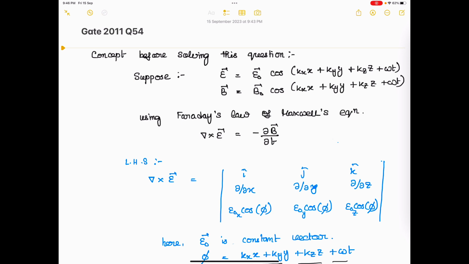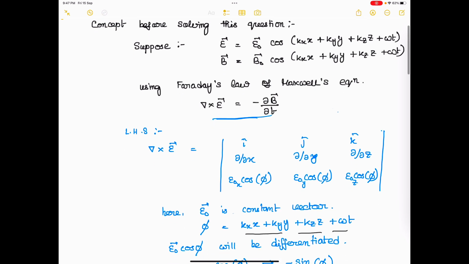Now using Faraday's law in Maxwell's equations, we know that del cross E is equal to minus del B by del t. This is already known to us. Now what we will do is put E and B, which we have written here in the same way, with plus omega t. We can take it as sine also, it does not matter. It will give the same value. You can try it, but I have taken it in terms of cos.